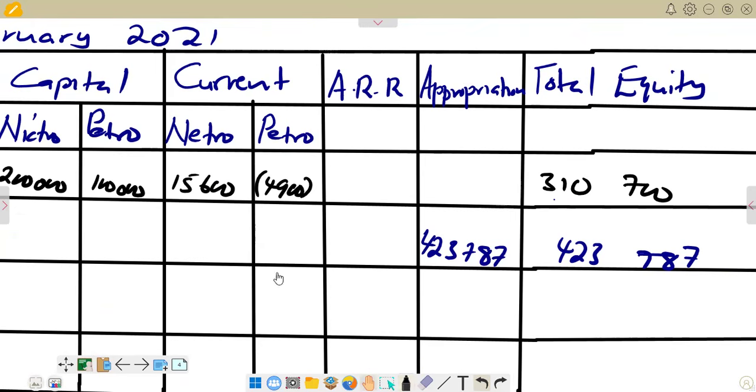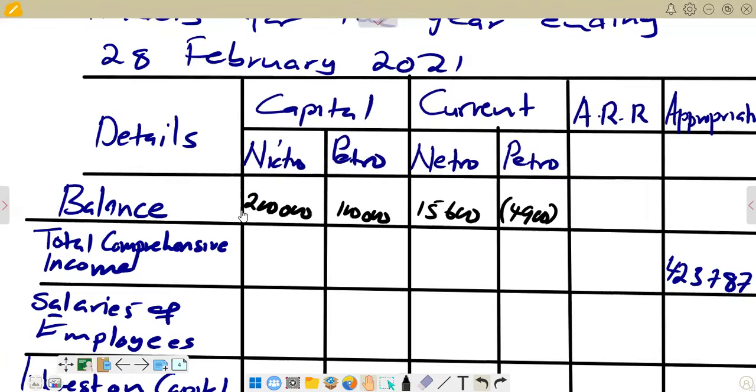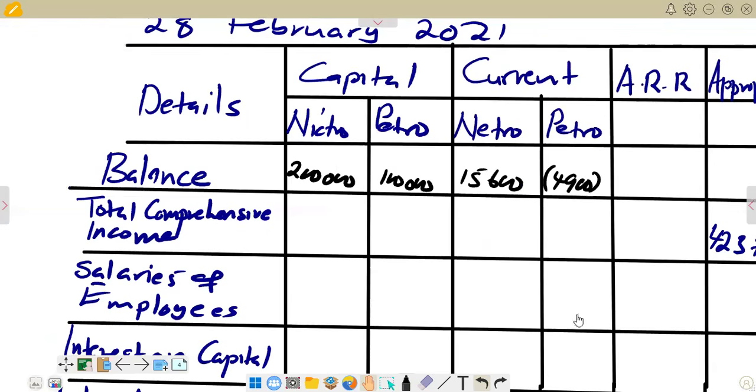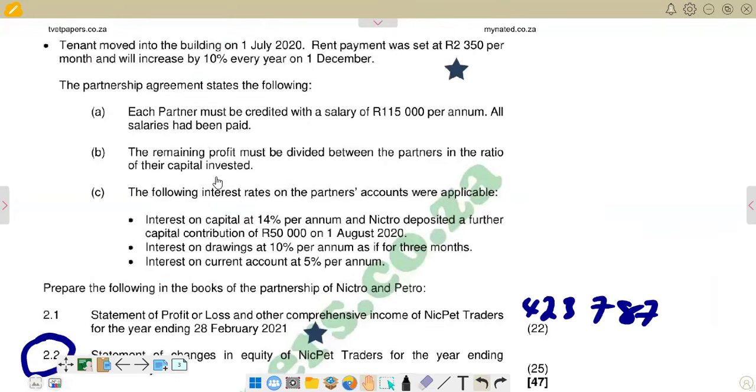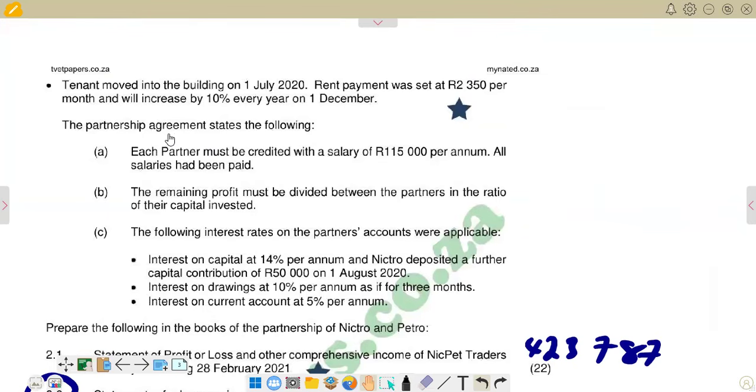Then we go to the next item that we have in the statement of changes in equity. We'll see that we've got total comprehensive income, which is already entered, and then we've got salaries of employees. So you can just go back there and check what the salaries of employees are. But remember, all this information, we get it in the section, the partnership agreement. Remember, the partnership agreement is set before the partnership starts to operate. So when the partnership is operating, it has to abide by the terms of the agreement.